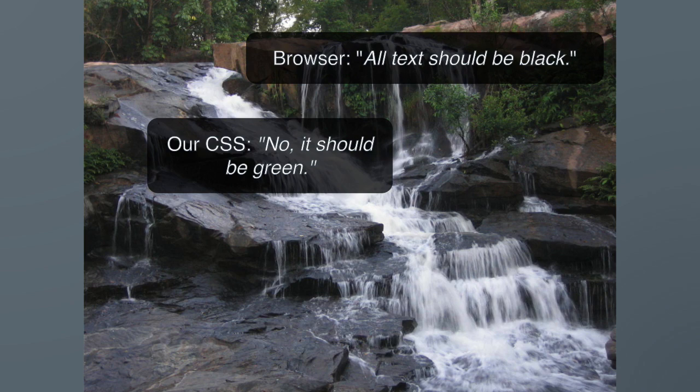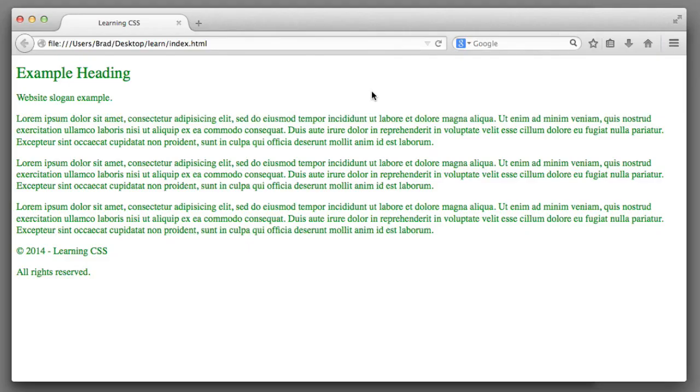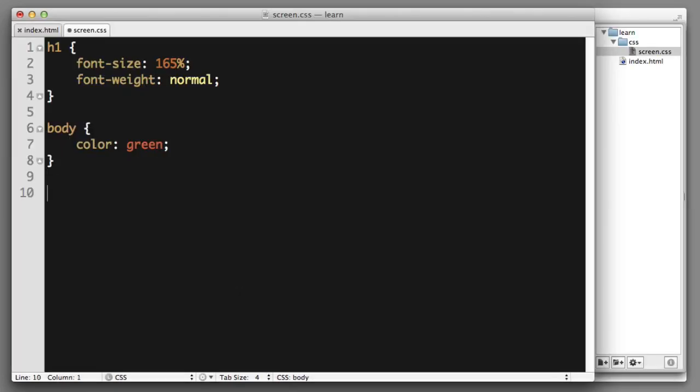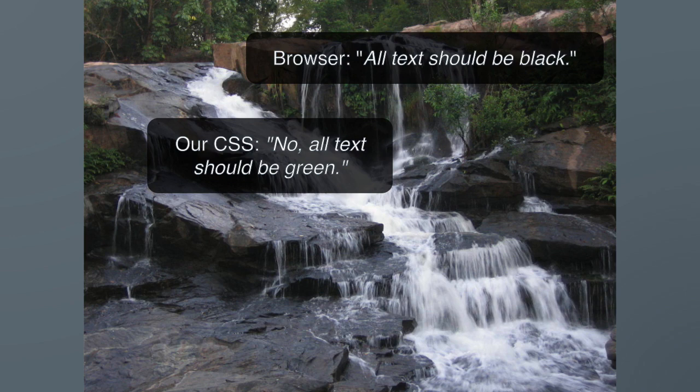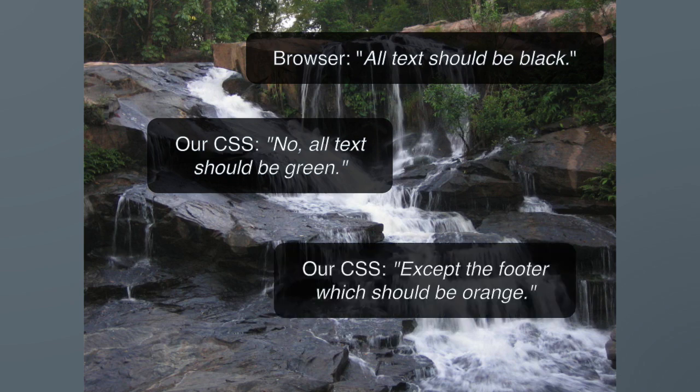Now, just as we overrode the browser default, we can override our own default, so to speak. So we said that all text should be green, and that cascaded down to all children elements, but it's very easy to override that preference if we get a bit more specific. So let's say that we want the footer text in our website to be orange. In our CSS file, we simply select the footer, color orange. So we can see how simple it is to create stylistic preferences that cascade to multiple elements on the page. And then when we need to scale back, we can simply override that preference for a particular area.